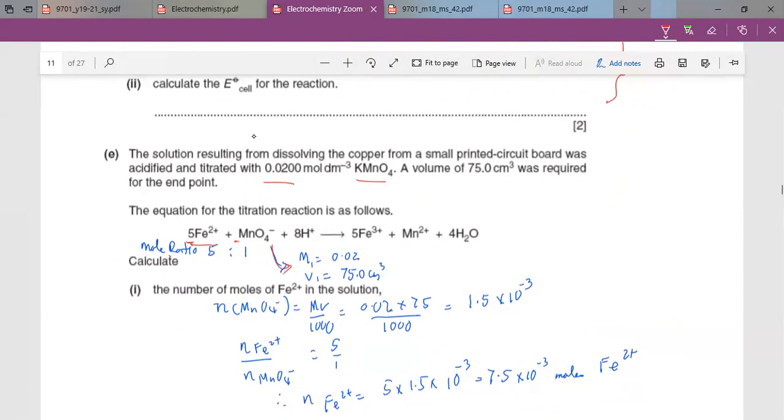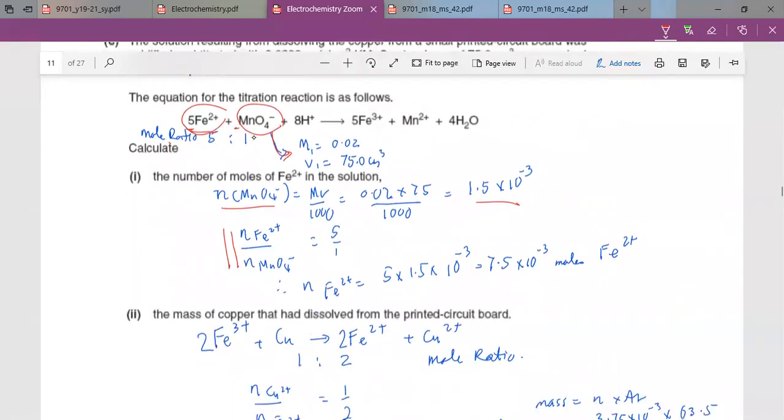Before you can find the number of moles of Fe2+, you must find the number of moles of KMnO4, or MnO4-. So the number of moles of MnO4- is MV over 1000. Of course, you get the answer 1.5 × 10^-3. So the ratio is 5:1. This is the mole ratio within here. So the number of moles of iron 2+ is this one, which is correct.